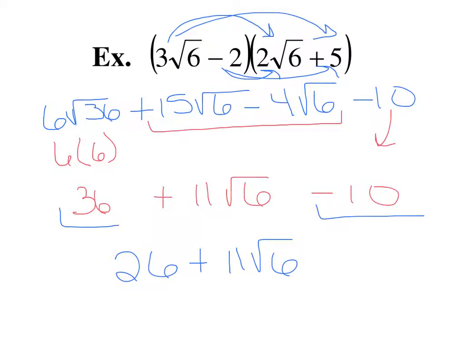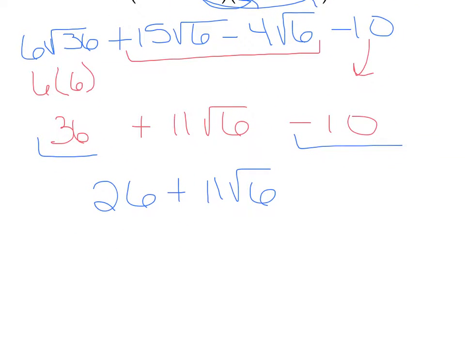And just like I said before, one of the most common mistakes I see is students adding these coefficients out here. You cannot add these because this one has a square root of 6 on it and this one doesn't. So you're done here. This is the final simplified product.